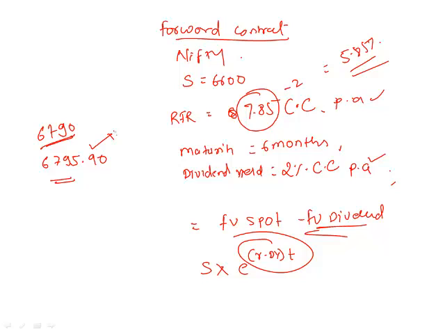0.0585 into 0.5 equal to? So it's half of that. This, what you've calculated, is the power. Now say second e raised to x. So it has given you the future value factor, 1.02 something. Multiply that with the spot price, 6600, and then you have the answer.